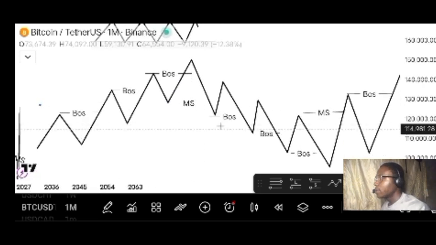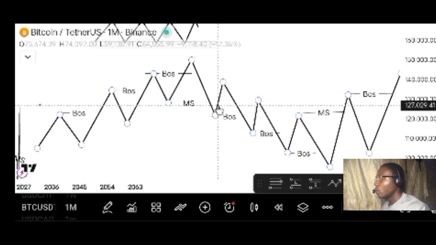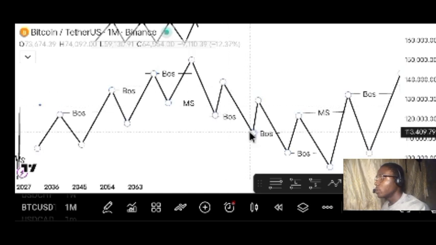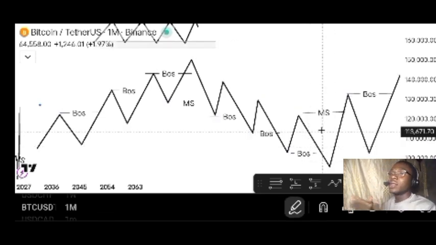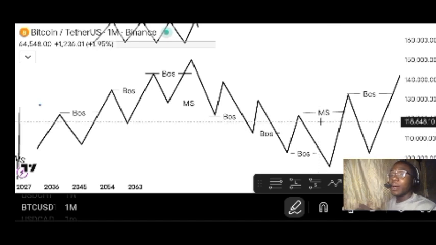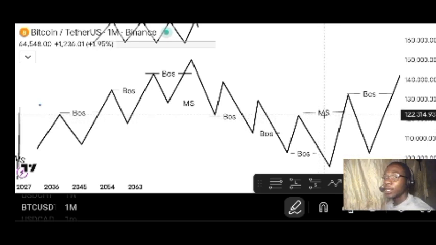Then price started creating lower high, lower low, lower high, lower low, lower high, lower low, and then you can see the same thing just keeps on occurring in the market. You can see here now. Let me show you guys something.